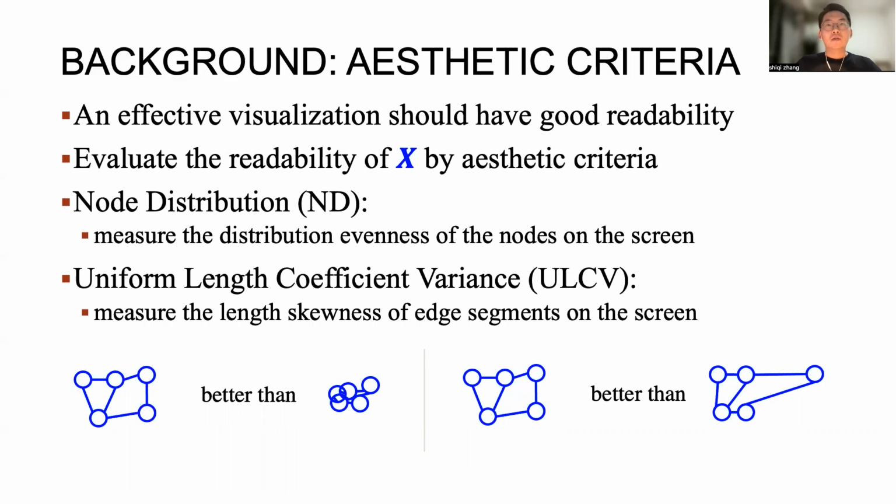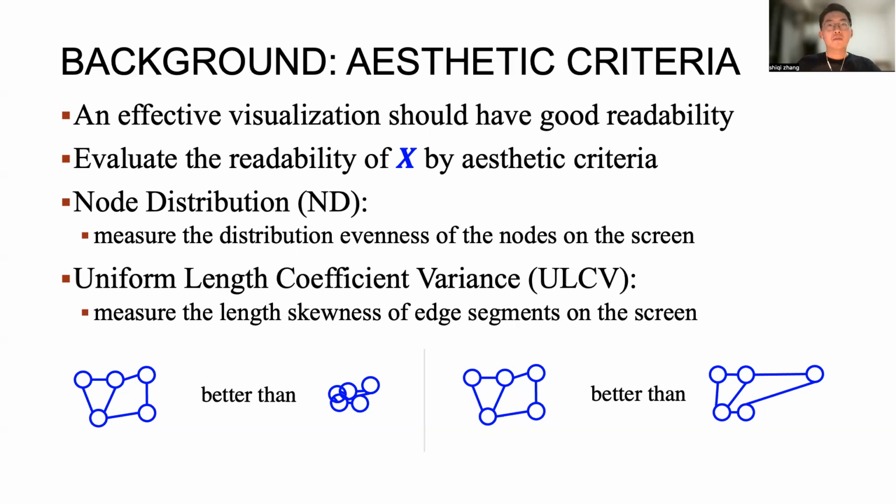Node distribution measures the evenness of the distribution of nodes on the screen. A good visualization should have nodes evenly spaced out as shown on the left-hand side. On the other hand, an example of poor node distribution like the right-hand side would have overlapping nodes.